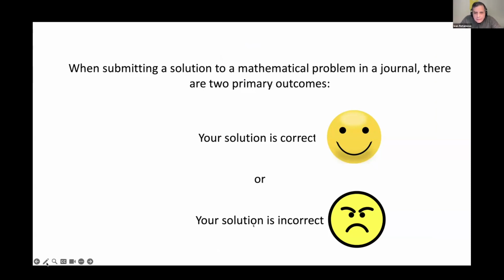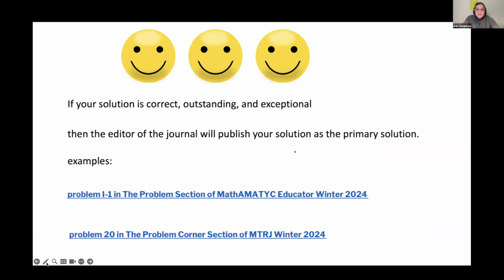Okay, so suppose we got the first scenario. Suppose the solution that you posted in the journal is correct. And not only that, it's outstanding and exceptional somehow. Well, then there is a good chance that the editor of the journal will publish your solution as what they call the primary solution, the exemplary solution, the lead solution. Okay. Examples of that, I have a couple here.